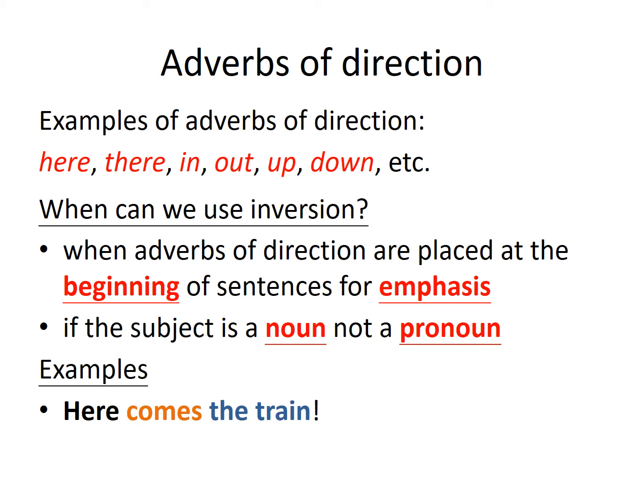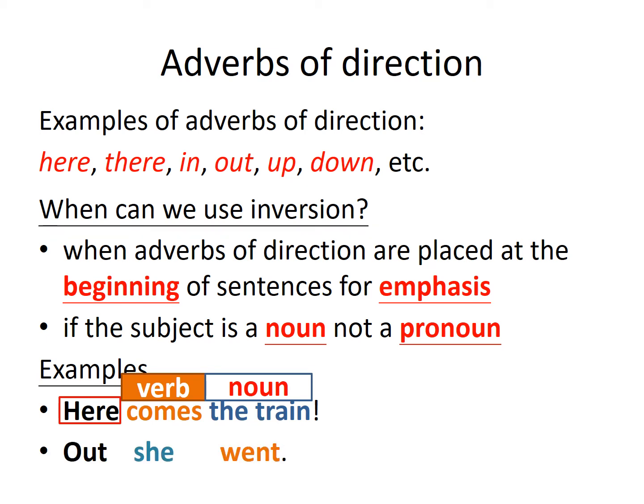Here comes the train. Here is the adverb of direction, and it is placed at the beginning of the sentence. Then since the subject is the train, and it is a noun, inverted structure, verb plus subject, is used. That's why the sentence is, here comes the train. Let's look at another example.